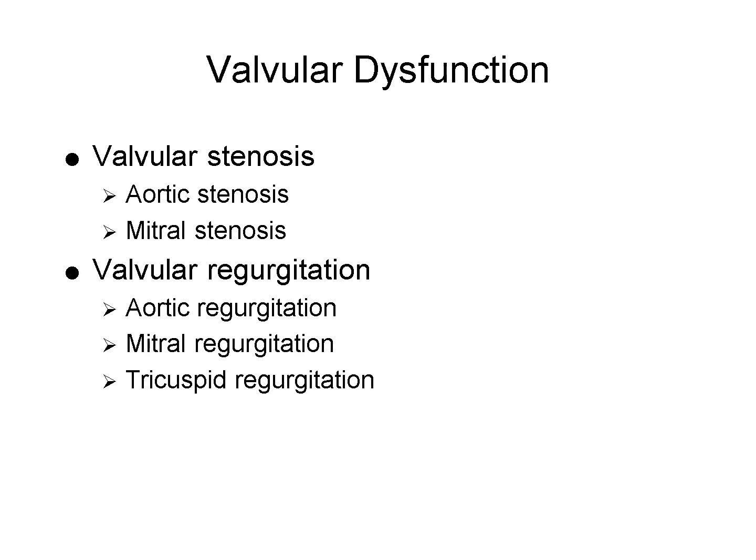Valvular dysfunction occurs when heart valves fail to open or close properly. Stenosis refers to the narrowing of a valve opening, such as in aortic or mitral stenosis. Regurgitation happens when valves fail to close tightly, allowing blood to flow backward, as seen in aortic, mitral, and tricuspid regurgitation. Both types can severely impair heart efficiency.